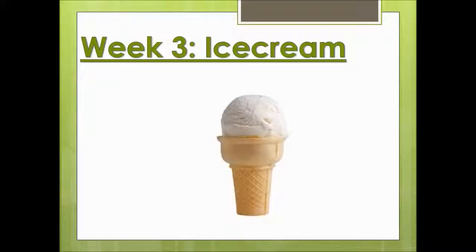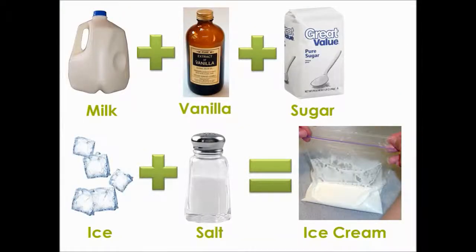Hoedown's a dance. The next week of Chemical Transformers, you made ice cream. This was done by using milk, vanilla, sugar, ice, and salt. The milk provided the base of the ice cream, while the vanilla and sugar provided flavor. The mixture of ice and salt causes the ice to melt at a temperature lower than normal. As the ice melts, it rapidly draws heat away from the milk, turning it into ice cream.